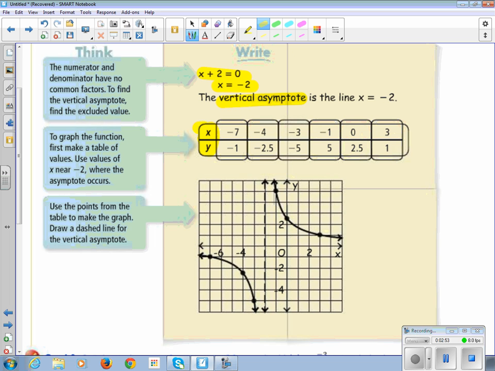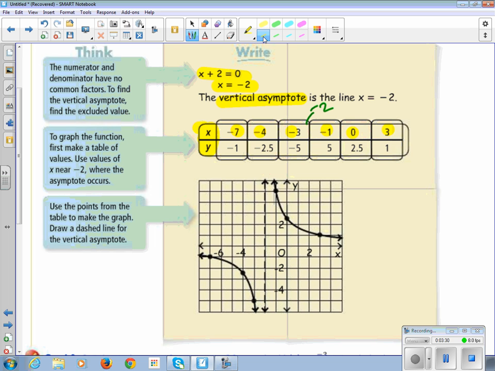You want a couple of values before -2, and a couple of values after -2. That's what's called figuring out the behavior of the graph. Once we know the behavior, we can graph it. So when we plug in -7, we get out -1. And then we put that on our graph.